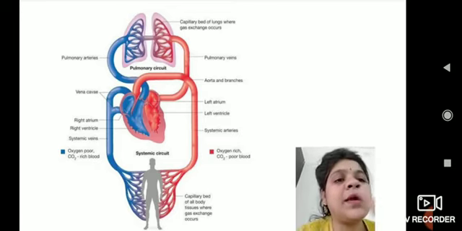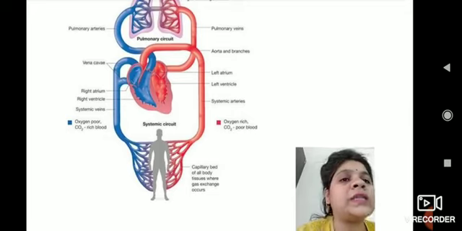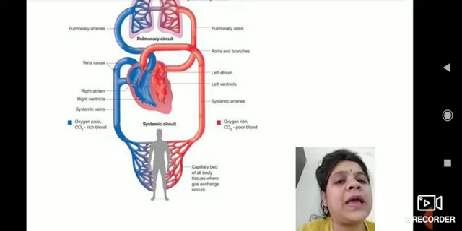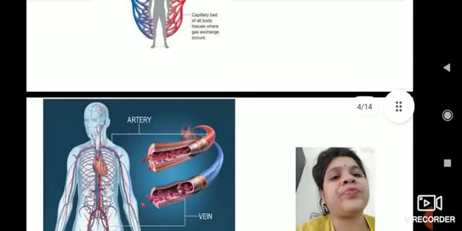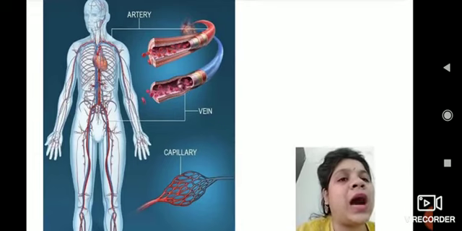This is the pulmonary circuit, and the systemic circuit starts when the oxygenated blood is pumped by the heart to the body, and the body receives the oxygen and supplies the carbon dioxide in exchange. By the help of veins, this deoxygenated blood reaches the heart. This is the systemic circuit. It is what? Double circulatory system. The circulation system is completed by the help of arteries and veins.